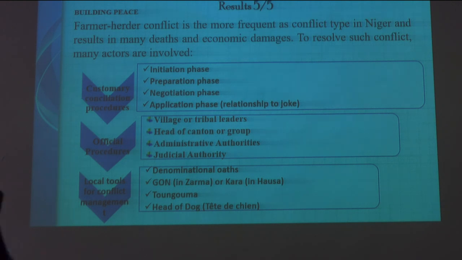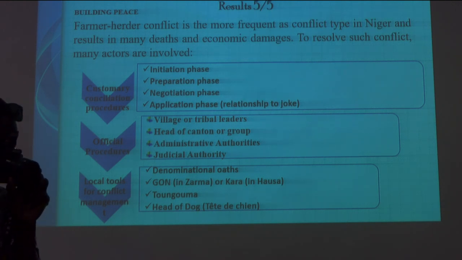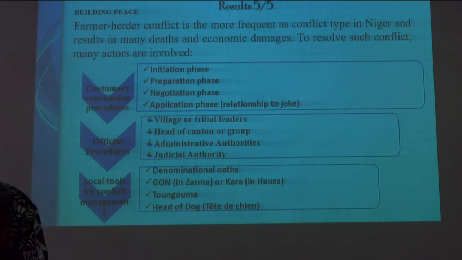The second one is official, and the last one is the local tool. I wouldn't call it mysterious or really animist. They will dig the land, the guilty person will put his hand in, and they will narrate some stories, and if you are guilty, your hand cannot be pulled back.